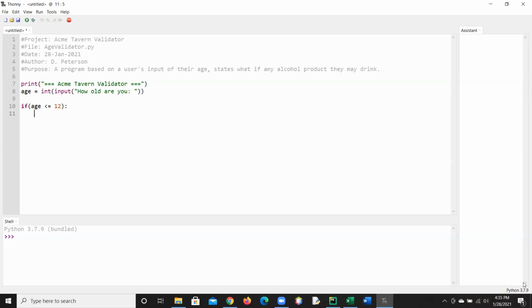All right. So that brings us back to here. Notice the indentation that we get at that point. So here I can just say print.